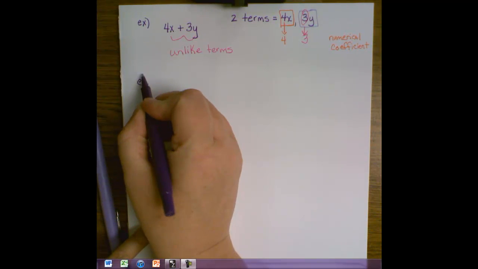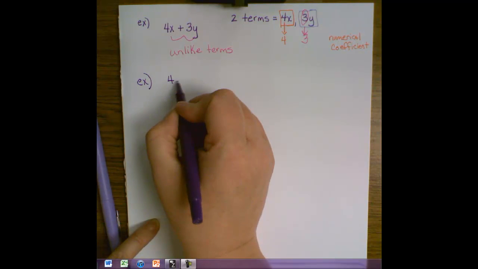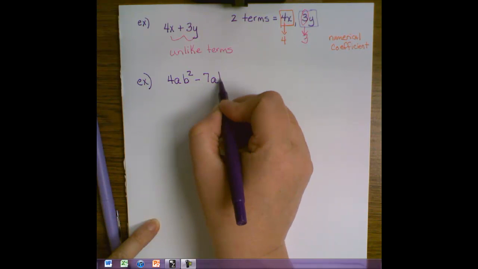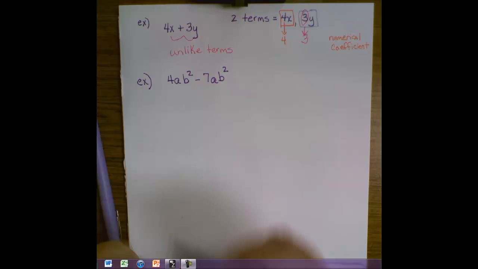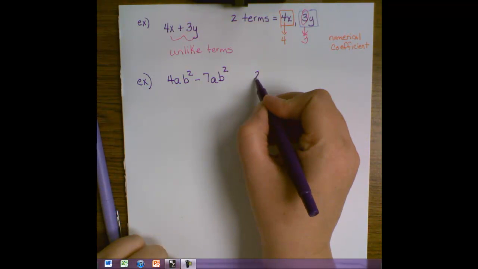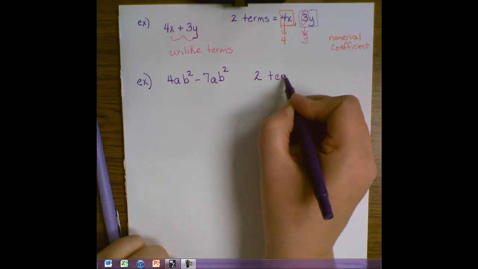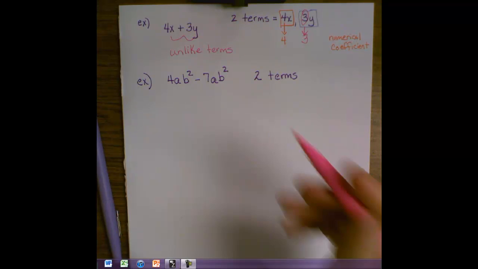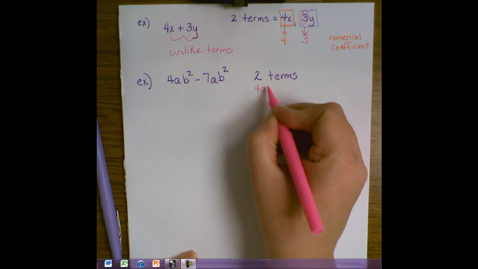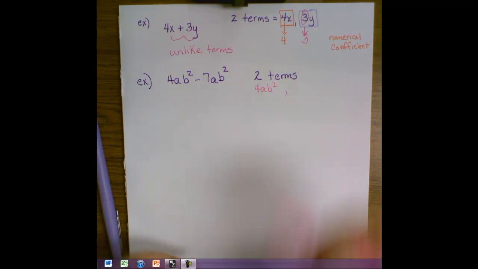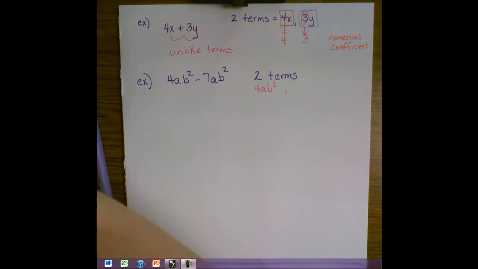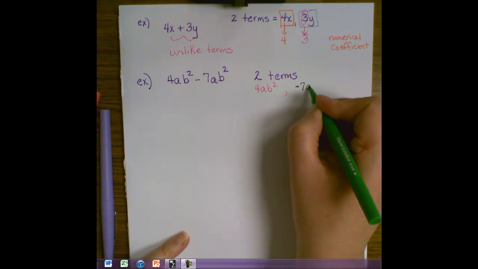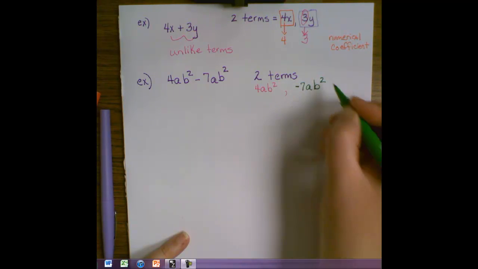In the next example, we have 4ab squared minus 7ab squared. Again, it's an expression. It contains two terms. The first term is 4ab squared. The second term is negative 7ab squared.